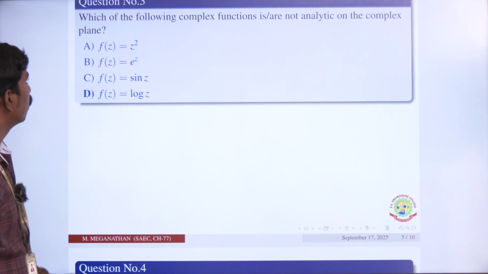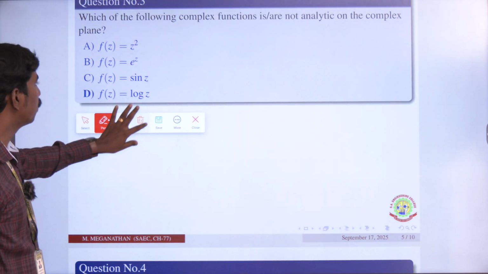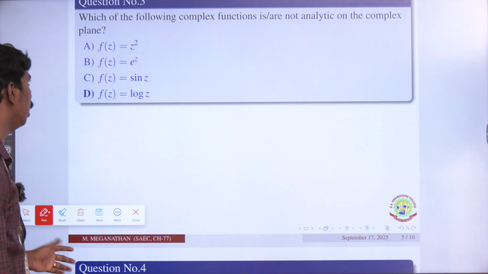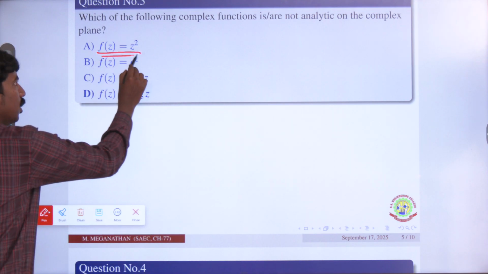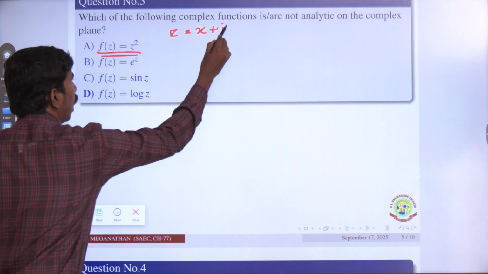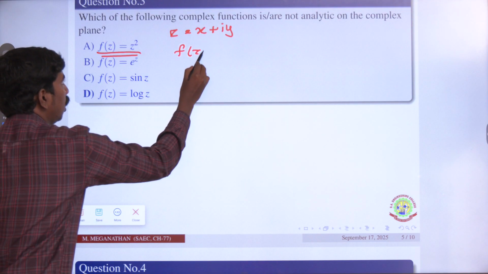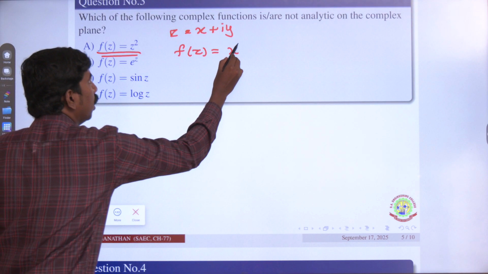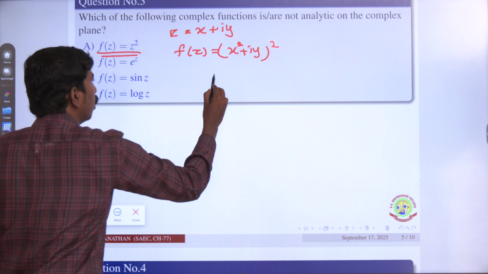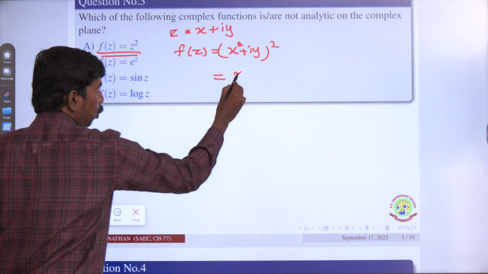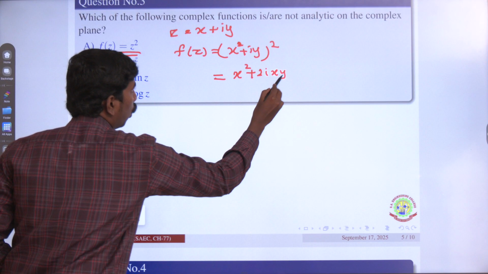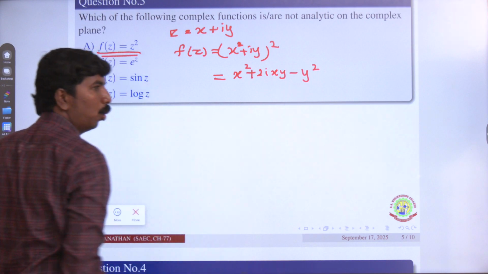In this question they have given which of the following complex functions are not analytic. So we need to verify which one is not analytic. In the same way, you can go for f of z equal to z square. What is z? We know that z equal to x plus iy. Therefore f of z equals x plus iy whole square. I will use the formula a plus b whole square: x square plus 2ab, therefore 2 into i into xy, plus b square, therefore minus y square.